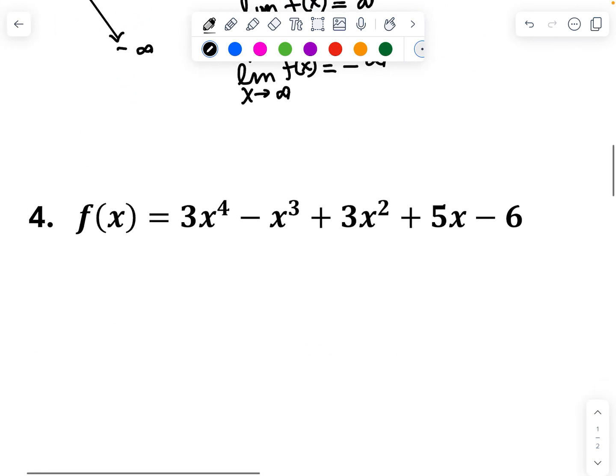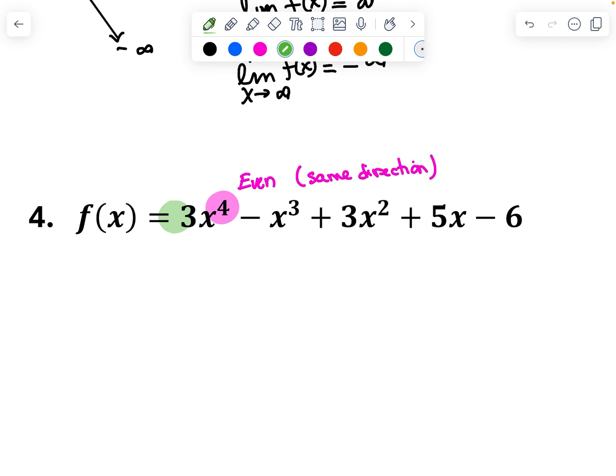Question 4, I am only going to look at my power, and I'm going to look at my sign in front. So I notice that my power is an even number. That means the ends have to be going in the same direction. So they're either both going to go up or they're both going to go down. And because this is positive, they are both going to go up. So my graph is going to look mostly like this. The ends, not the middle, but the ends.